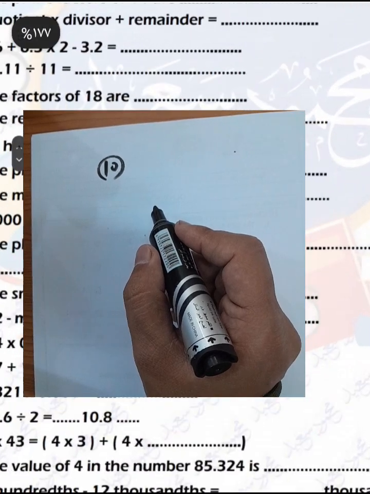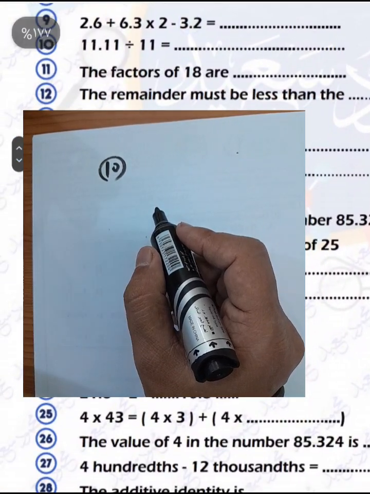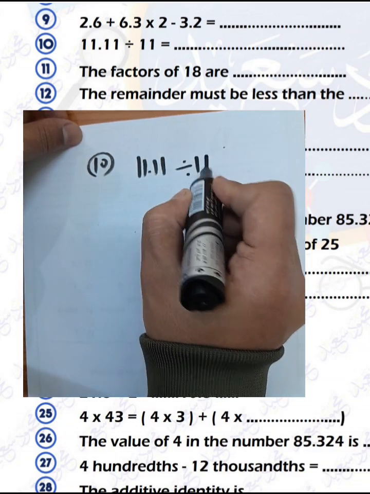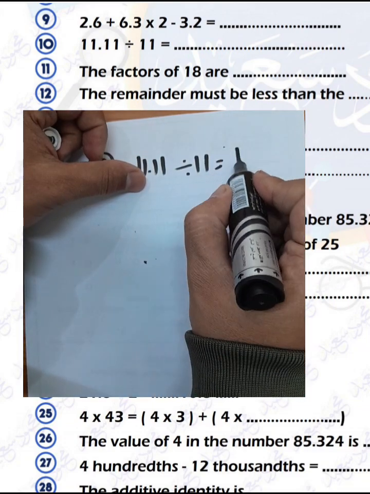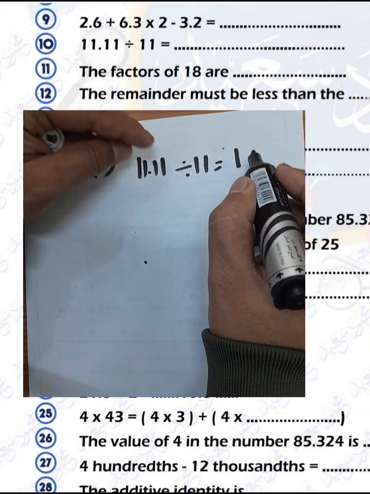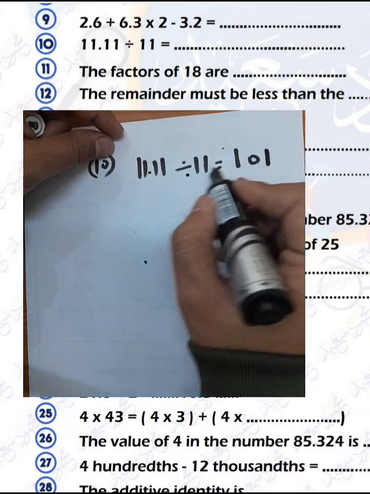You want to divide two numbers here. 11.11 divided by 11. It will be here 11 divided by 11, 1. And then 1 divided by 11, it will be 0. And 11 divided by 11, 1. And the point after 2 places.